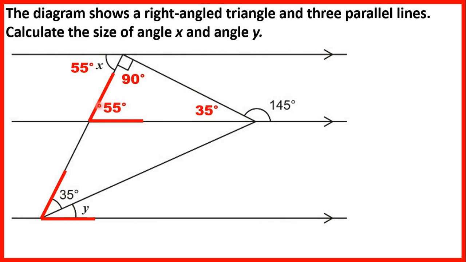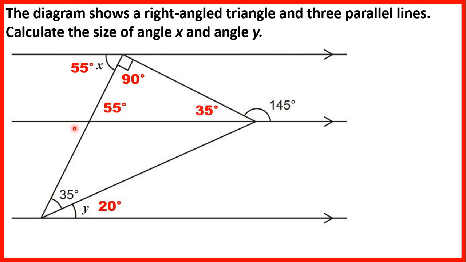Now here we have 55 degrees, and again because we have parallel lines and a line intersecting them, we know that the total of these two angles will be 55 as well. So if this part is 35, then Y will have to be 20 to make 55 altogether, because we have a line crossing parallel lines.